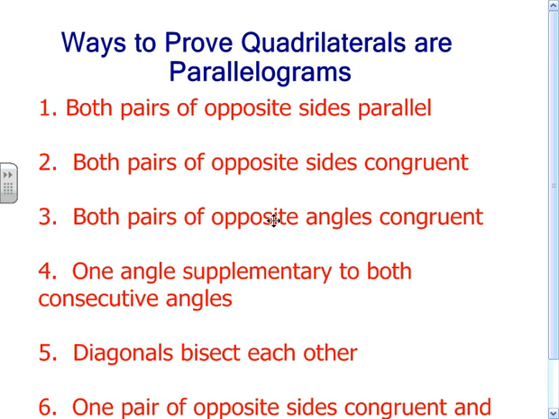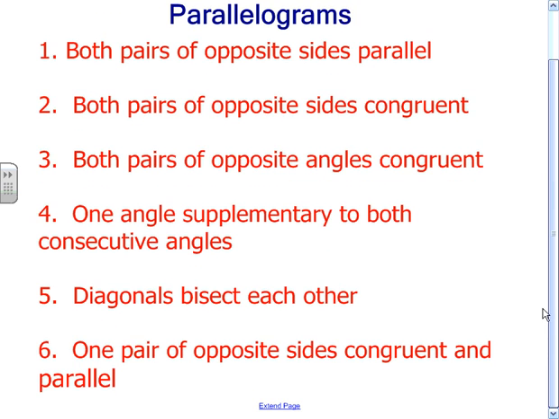both pairs of opposite angles congruent, one angle supplementary to both consecutive angles, the diagonals have to bisect each other, or one pair of opposite sides is congruent and parallel. You don't need more than one of these ways, you just need one of these to be true, and then your quadrilateral is in fact a parallelogram.